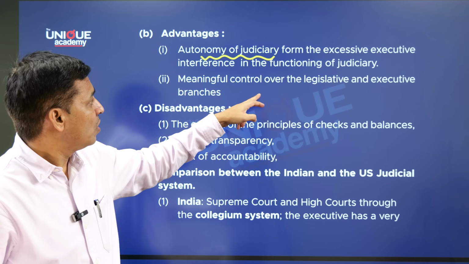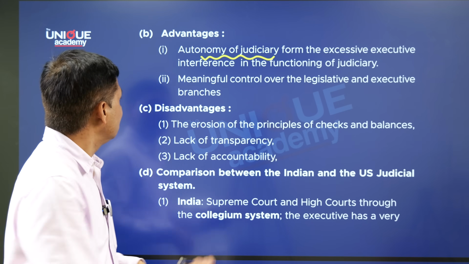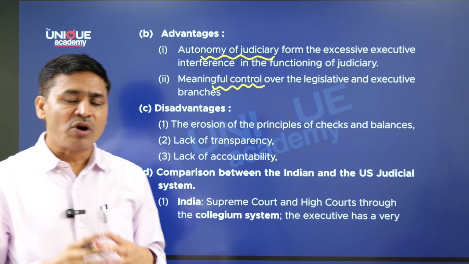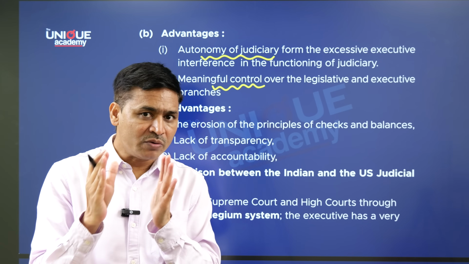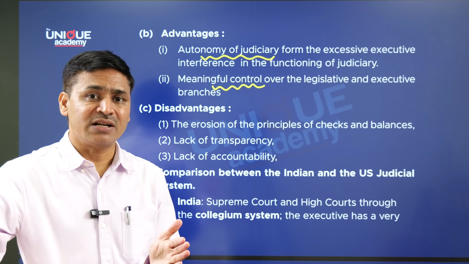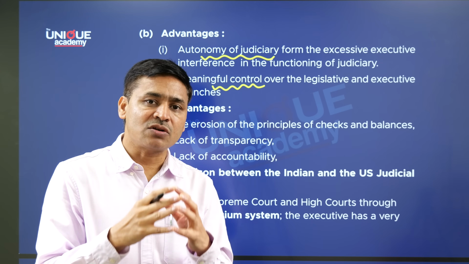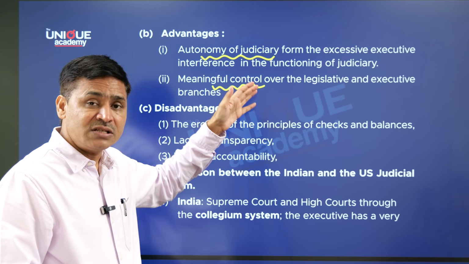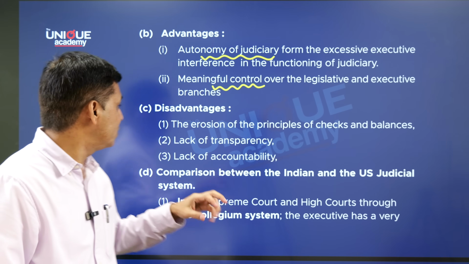Now, meaningful control over the legislature and the executive, that is the other branches of the government. Meaningful control. Because in a democracy like ours, the principle of separation of power, the first aspect, but then checks and balances, the second aspect, determines to a great extent the success of democracy. Therefore, autonomy is the essential part of the same scheme, but nonetheless, the control aspect also is important.